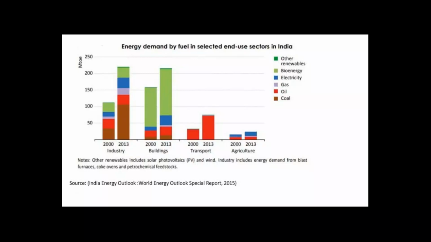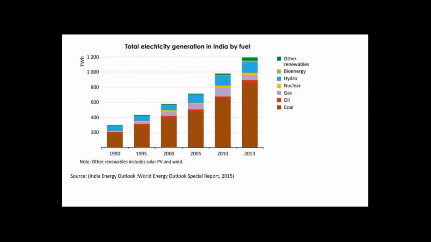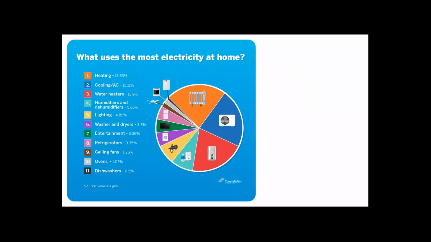Amount of oil perhaps slightly decreased. Significant increase in natural gas, but that's more environmentally friendly. More use of electricity. Probably bioenergy has stayed more or less the same. Of buildings, much more bioenergy use. For transport, nearly all oil. And agriculture, nearly all oil and electricity. And again, if you look at electricity generation, it has increased rapidly. And again, the use of coal has increased significantly.